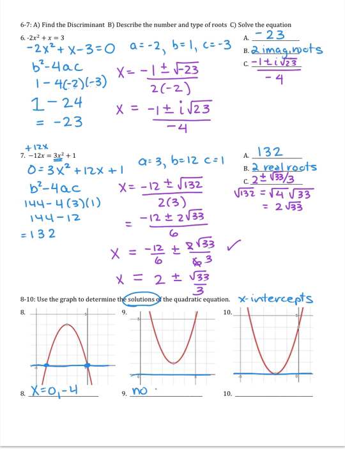If it doesn't cross, that means you have no real solution. You have imaginary roots, but we don't know what those are. Here you only cross once because you actually have a perfect square. So you do not have to write it twice, you just have to write that that's going to be at negative 2.